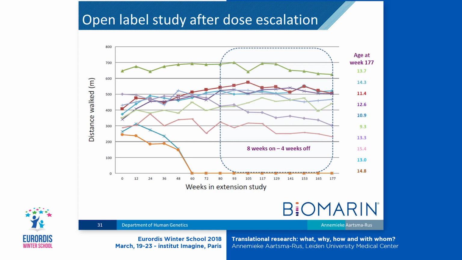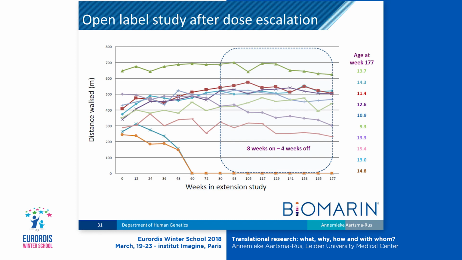Now on a functional level, this is the 6-minute walk test of the first 12 patients who were in a dose escalation study. So they received a low dose, no side effects. They increased the dose in another cohort, no side effects. They increased the dose, and after 5 weeks of treatment, there were not really side effects. So they went with the highest dose, and then afterwards said to all patients, if you want, you can be in an extension study, receive weekly doses of the highest dose.